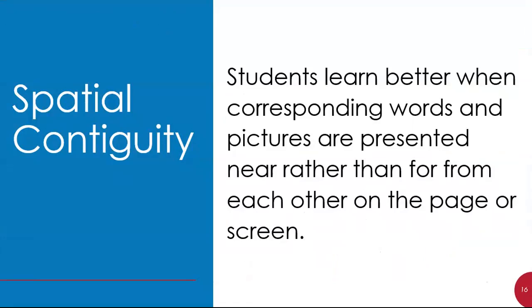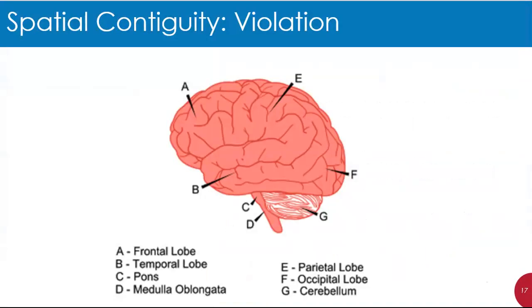So up next, we have the spatial contiguity principle that states students learn better when corresponding words and pictures are presented near rather than far from each other on the page or screen. So spatial contiguity means items need to be together in space. If you're trying to teach students about corresponding images and text like this, it'll take students longer to learn and it'll be harder to recall.